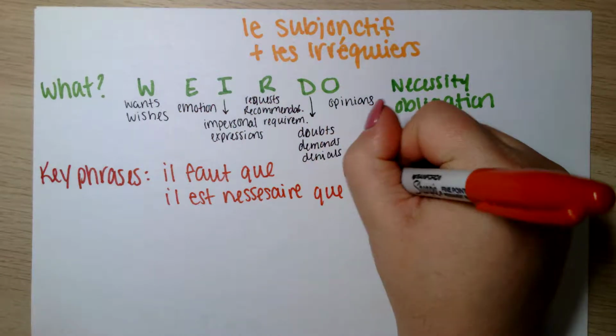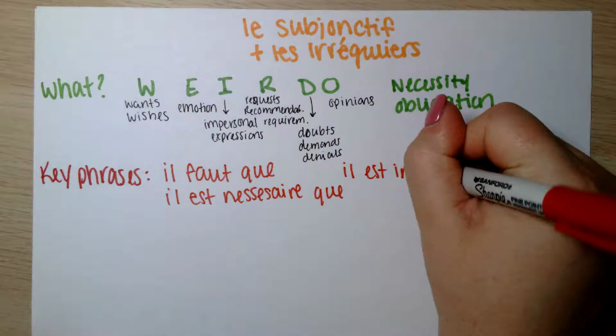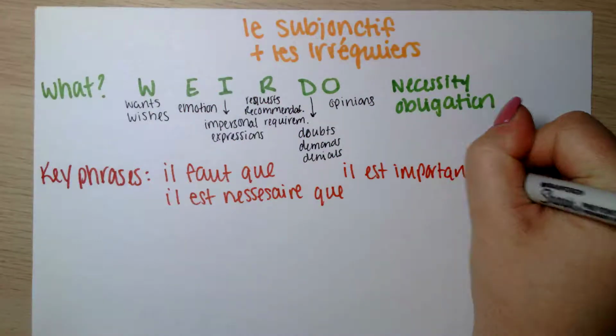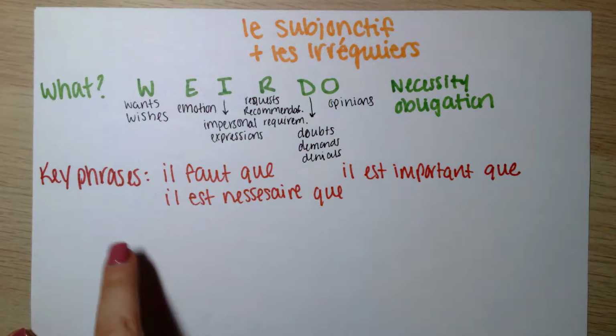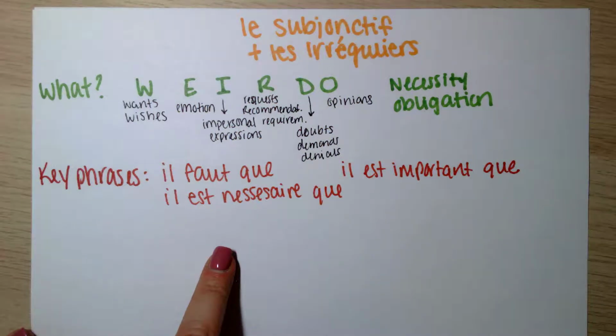and il est important que. So we have one must, or it's necessary, or it's important. All three of those, plus some other ones, are going to trigger the subjunctive. Your main hint is when you see que, the next part should be in the subjunctive. So if you see any phrase that looks kind of similar to these, the next part will be the subjunctive.